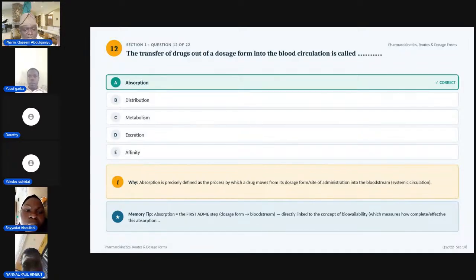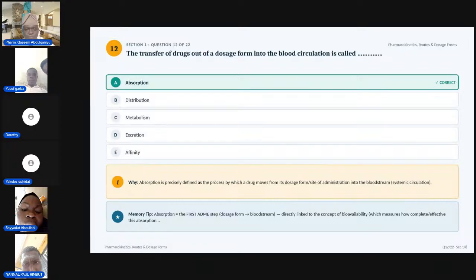So if I'm to ask for the other things now, it is from that point of entering into the blood circulation and being distributed to the site of action, it is distribution. If that same drug has to be metabolized, be changed from one form to another, either by the kidney or the liver, which is the site of metabolism of some of these drugs, then it is called metabolism. If it happens that the same drug that has been metabolized is now being excreted either in the kidney or in the liver or in the lungs, then that is excretion.